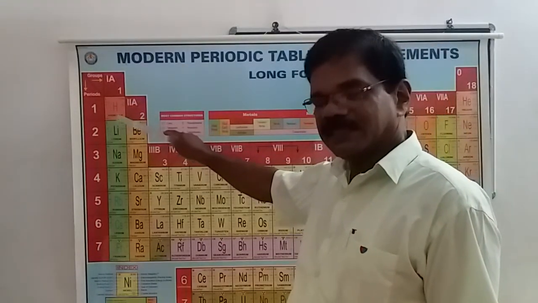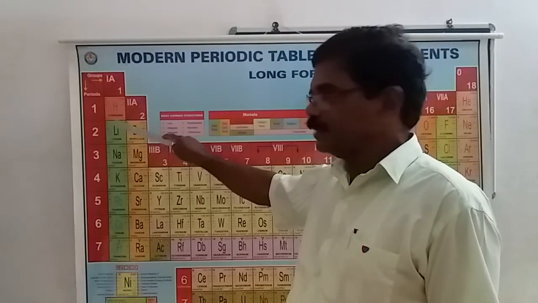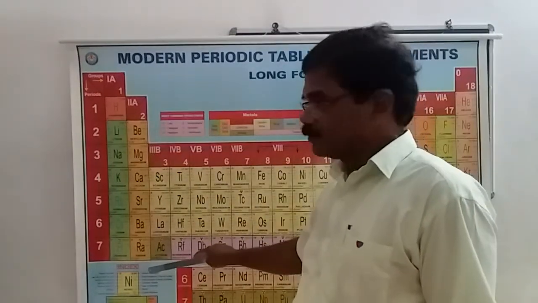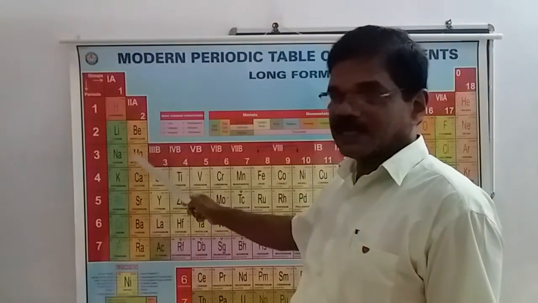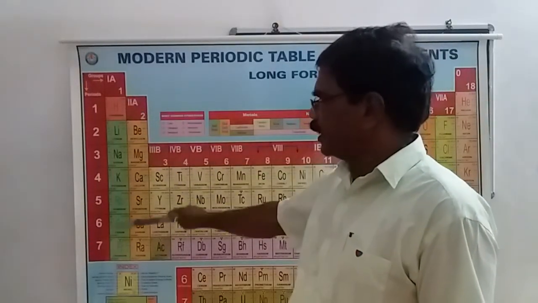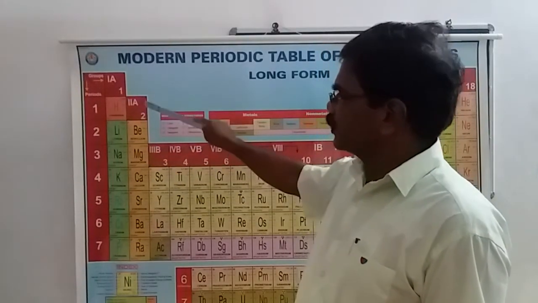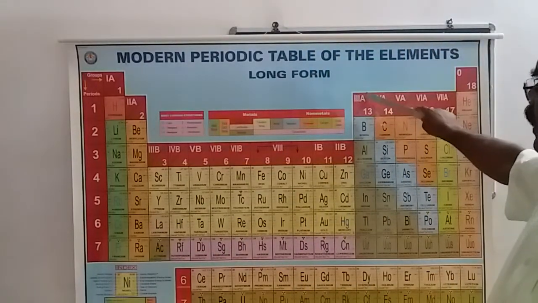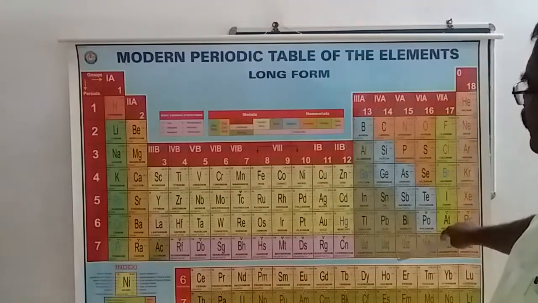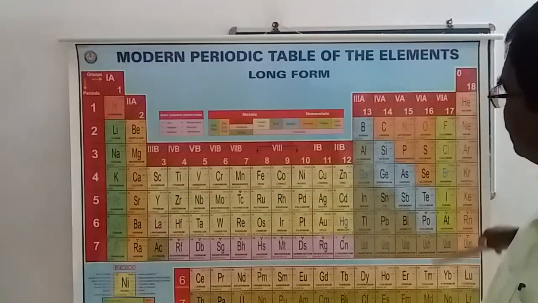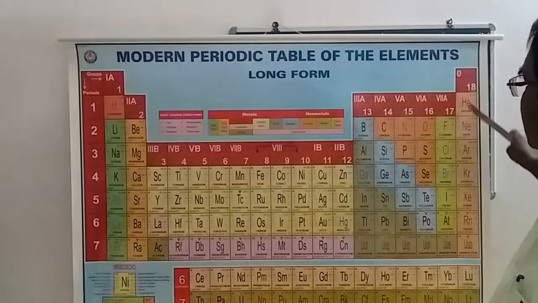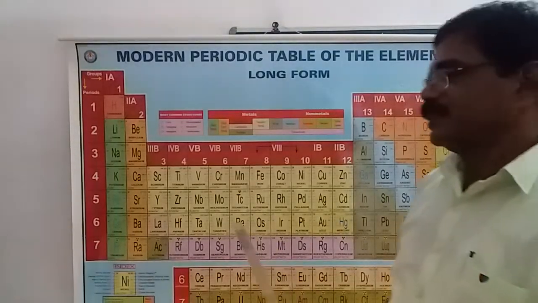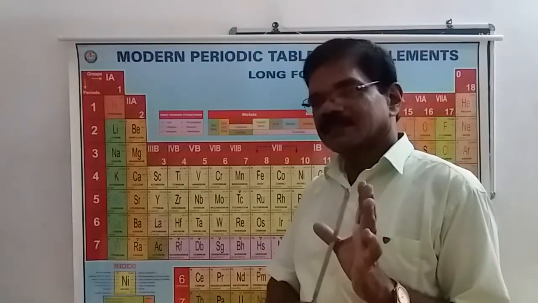In every group, those elements which have similar properties come under each group. They are also called by special names. The first group elements are called alkali metals. The second group elements are called alkaline earth metals. Then there are the boron family, carbon family, nitrogen family, oxygen family, hydrogen family, and zero group elements or inert gases. Then we study the properties.